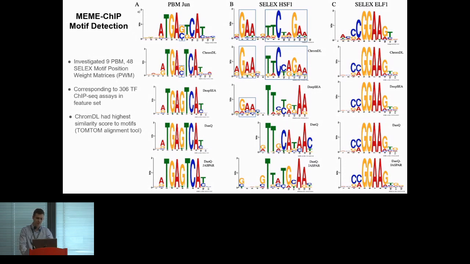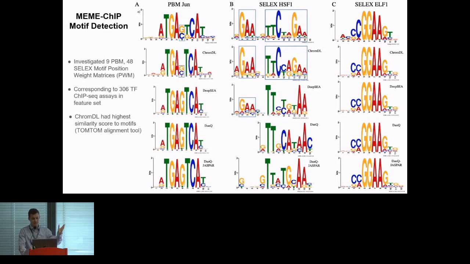But taken alone, we don't want it to misrepresent that it always outperforms these other models because they are still useful. So this second column then, this HSF1, we have ChromDL still performing the best, most similar in the alignment using TomTom to this top comparison motif. But we have DeepC here that also does a pretty good job and captures this GAA sequence that DanQ and DanQ JASPAR did not, despite the fact that DanQ has a higher area under the curve on median metrics.